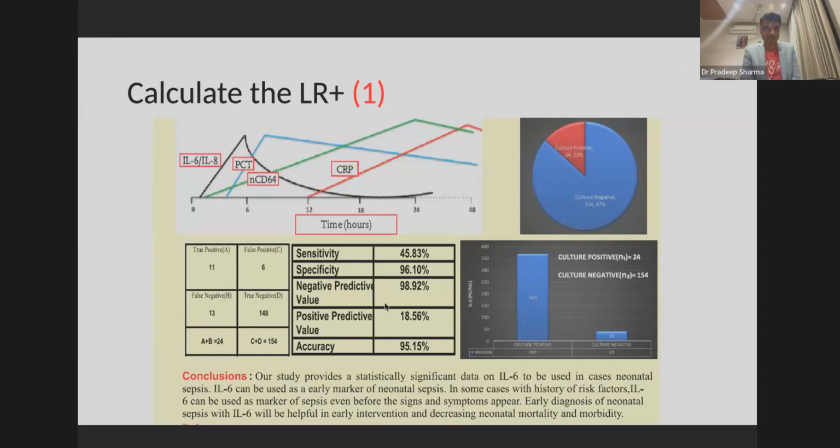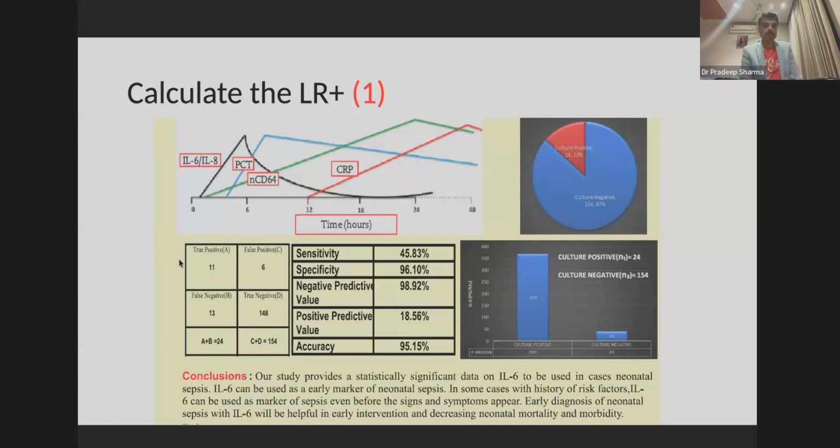So calculate the likelihood ratio. This is interleukin 6. There was a comparison of IL-6 with CRP. On this side, these are the true positive or the diseased patients with sepsis, and on this side, they are the patients without sepsis. Sensitivity is how much of your test is able to pick up among the diseased patients. Specificity is the negative tests among those who are not diseased.